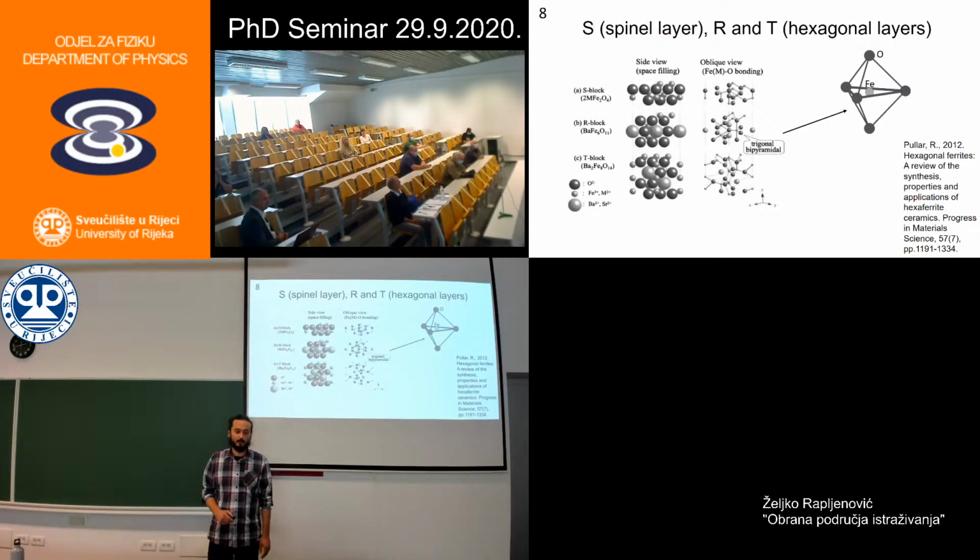And what is special is the coordination of iron in this R layer, which is called the trigonal bipyramidal coordination. Here it is zoomed in. Iron is located in between 5 oxygens, which form this two-sided pyramid.